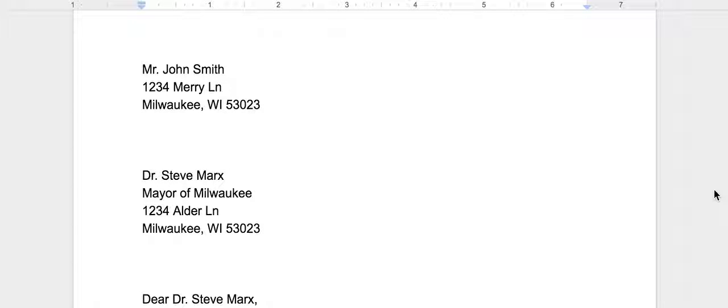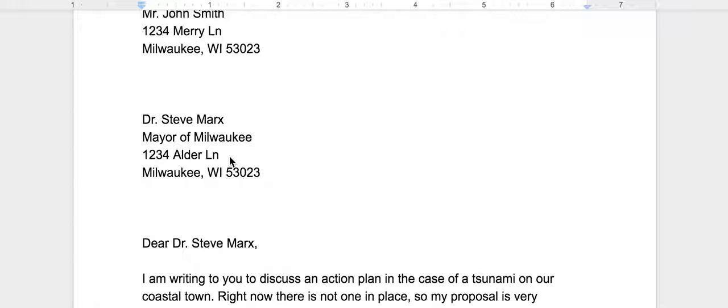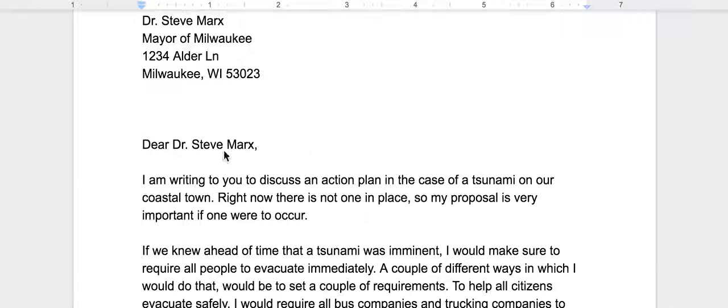Last week we began the basic layout of a professional letter. Just as a reminder, the first section here is going to be your address. The second section is going to be the address of the person you're sending it to. Then we have our welcome or our title. So the example is Dear Dr. Steve Marks, because that's who I would technically be writing to.